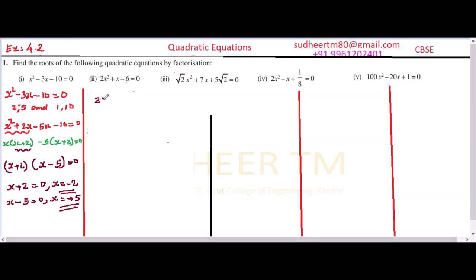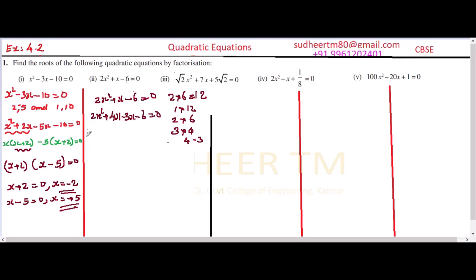Second one, 2x square plus x minus 6 is equal to 0. Take the product, 2 into 6 is 12. So factors of 12 are 1 into 12, 1 is not possible; 2 into 6, 1 is not possible; 3 into 4, 1 is possible by 4 minus 3. So we are going to split the middle term: x is equal to 4x minus 3x, so 2x square plus 4x minus 3x minus 6 equal to 0.